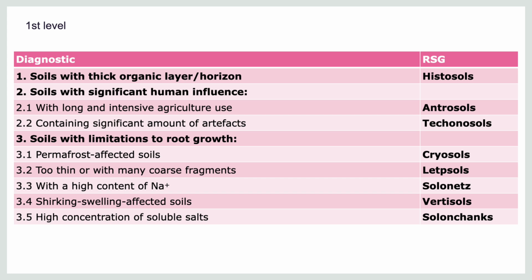water penetration. We also can find some soils that are affected by intense shrinking and swelling. They are called vertisols. These soils are rich in clay, and high activity clay, and because of this, this could prevent root growing and also cause some other physical problems.